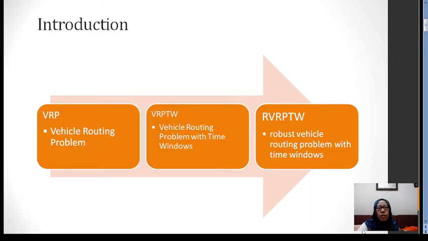Introduction. This research is based on the vehicle routing problem, which is a combinatorial optimization problem. Vehicle routing problem restricted by time windows is called vehicle routing problem with time windows. In real life, we find uncertain data. It is discussed in robust optimization. This research will discuss the robust vehicle routing problem with time windows.